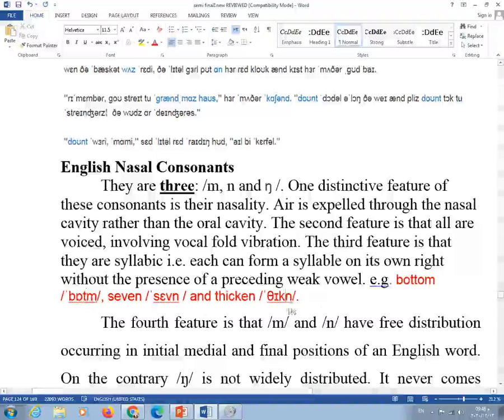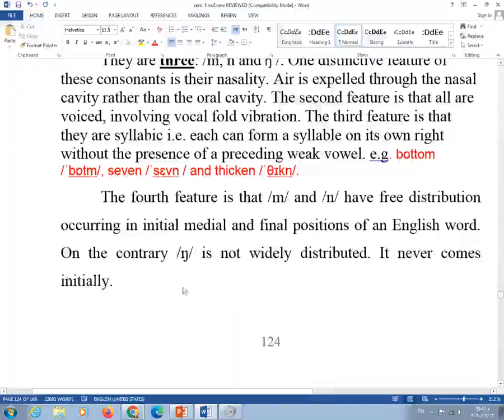Okay, so let's say them again. Bottom, sicken, no vowel between the t and the m. We removed it, and the m became syllabic. Bottom, sicken, okay, and that's it. Let's move to the fourth feature: m and n have free distribution.